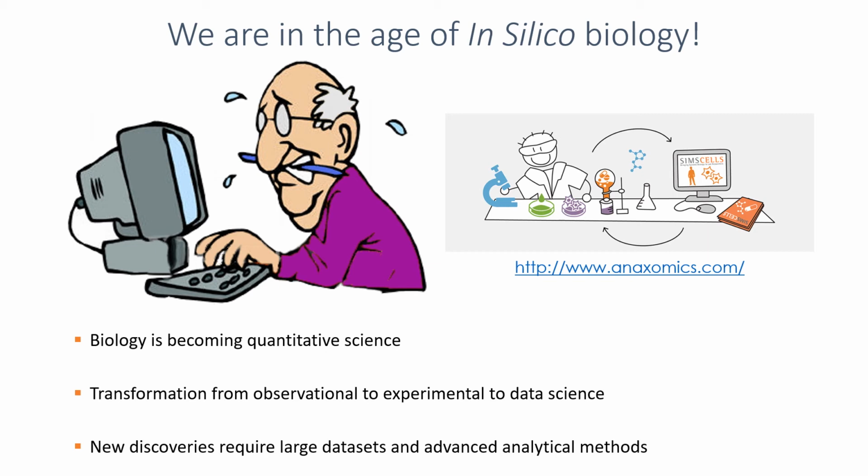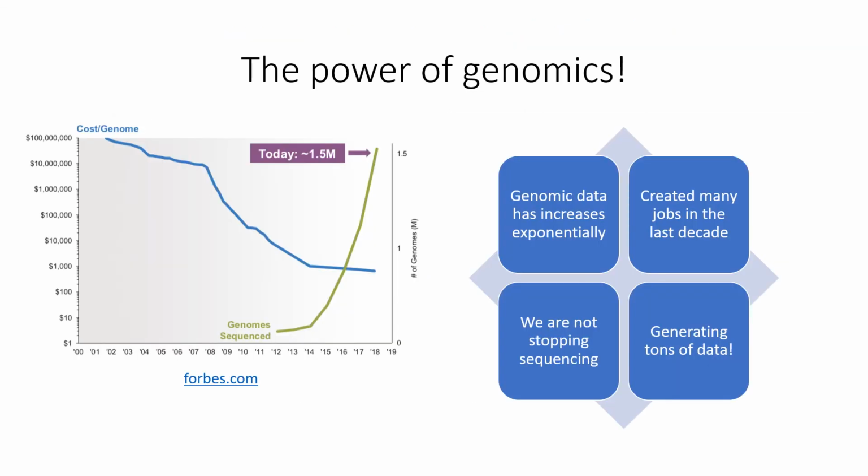So bioinformatics is now a multidisciplinary field, and it has become very important. With the help of this figure, you can understand that the genomic data has increased exponentially, and this is the power of genomics. Because of this increase in genomic data, it has also created many jobs in the last decade. And sequencing is continuing, it has not stopped ever since the method of sequencing was developed, and it's generating tons of data every day.